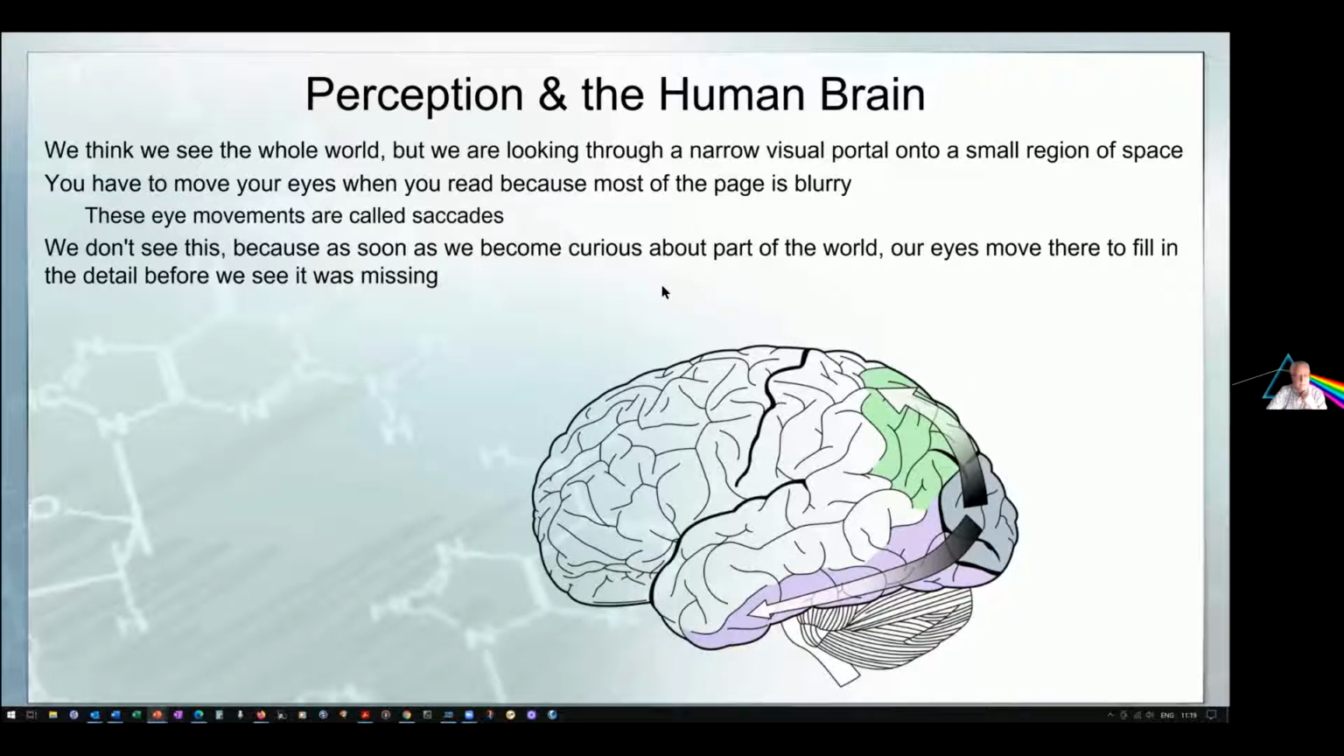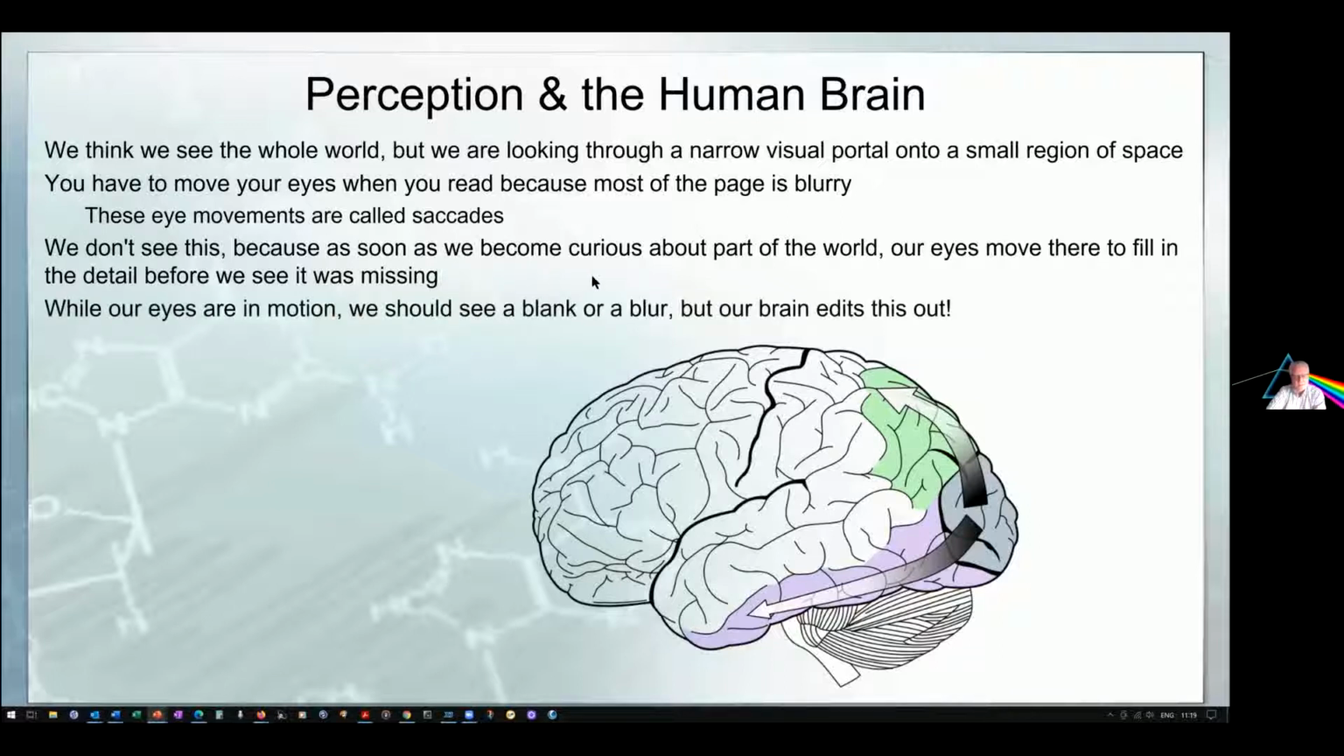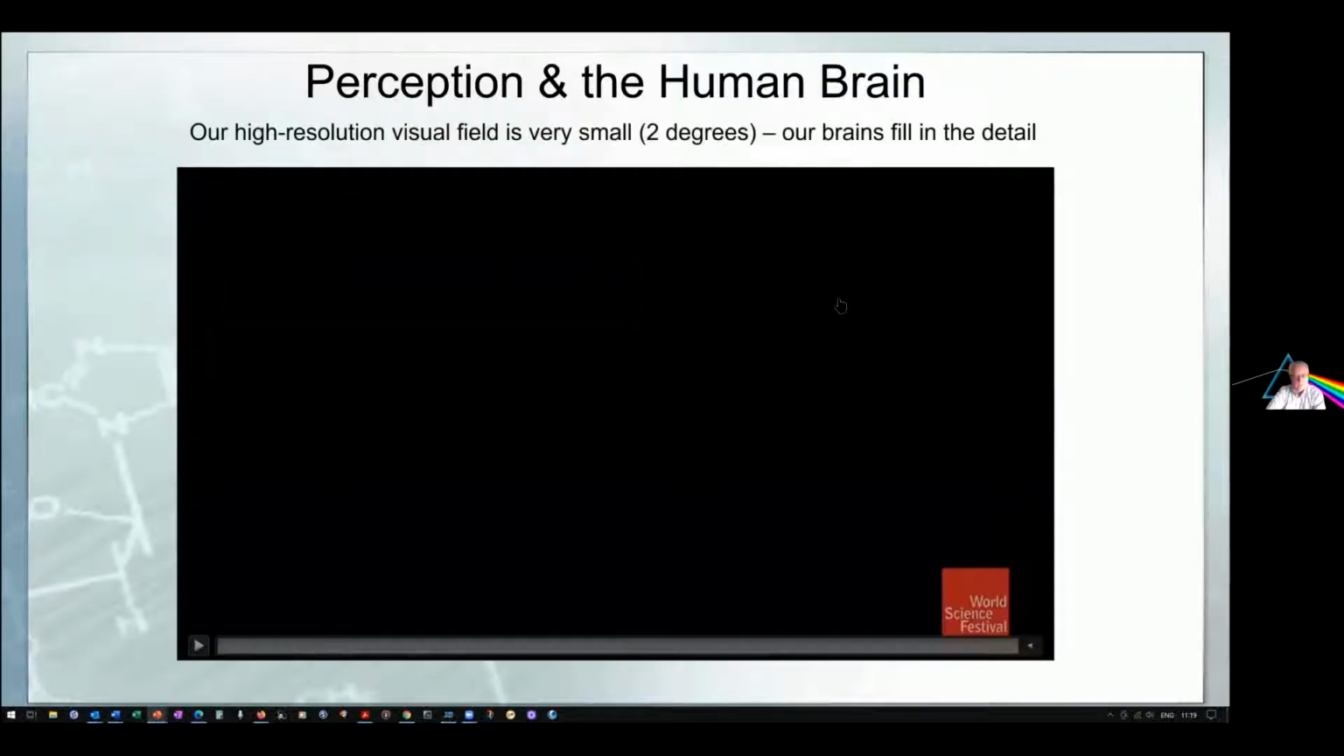Those eye movements are called saccades, and we don't see them. We don't see that movement because they're edited out. So when our eyes are constantly darting around, we don't see those movements. We should see a blank or a blur, but the brain just edits it out. And I'm going to illustrate this.